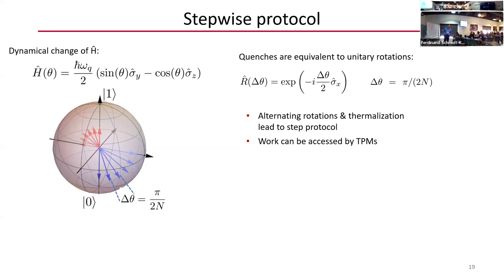So we can chop this angle in very small steps. That is the discrete protocol. It alternates rotation and thermalization, rotation and thermalization, and then at the end, we look for the work by a two-point measurement. That's what we need to measure whether we put some work in or took some work out, or nothing happened.